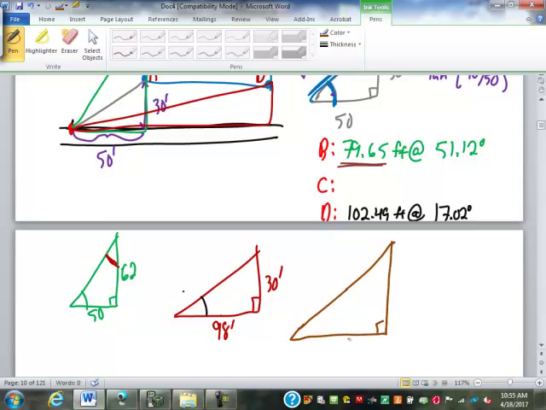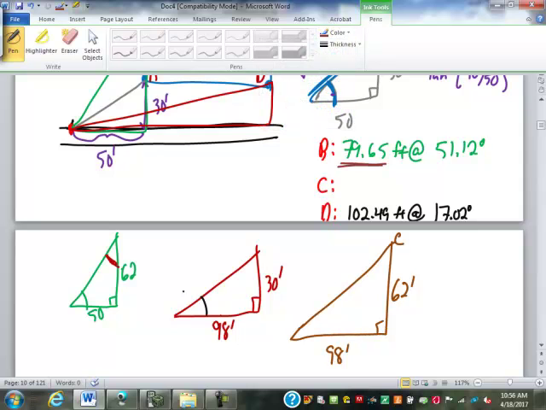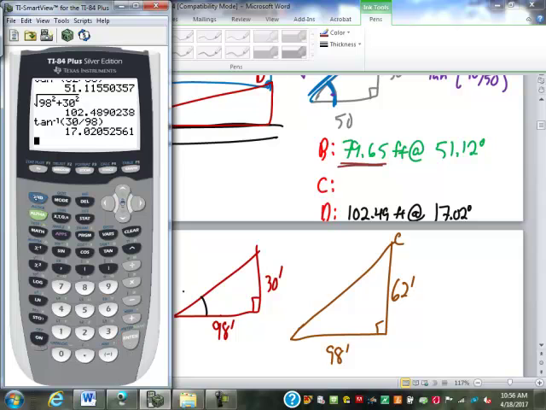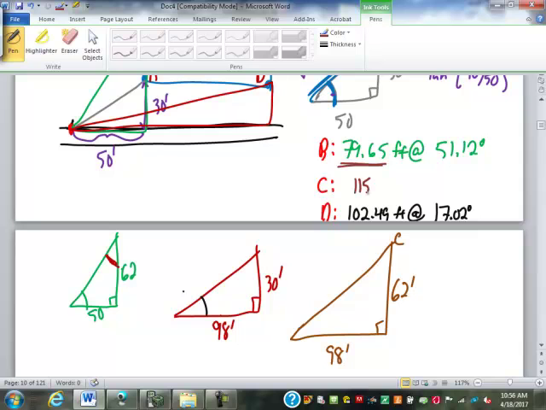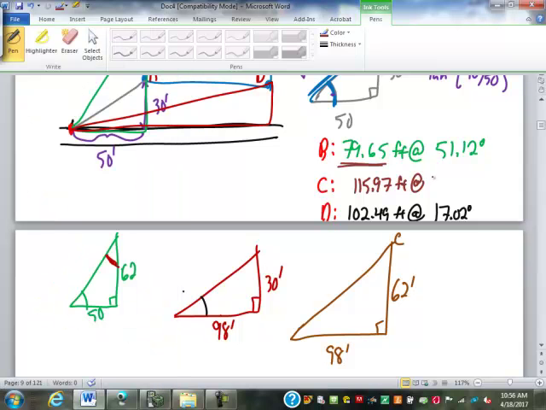So for point C, this is point C here, this is 98 feet, this is 62. So we have the square root of 98 squared plus 62 squared, 115.97, at the inverse tangent of 62 over 98, .32 degrees.